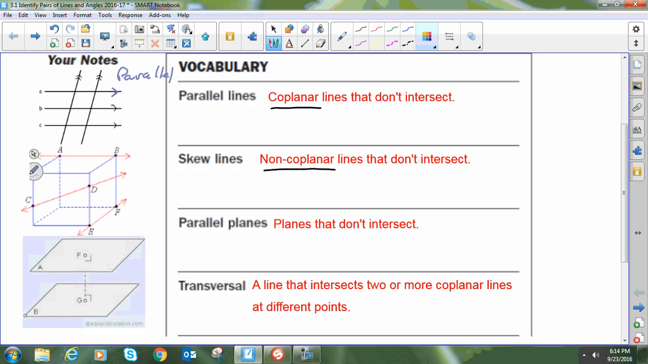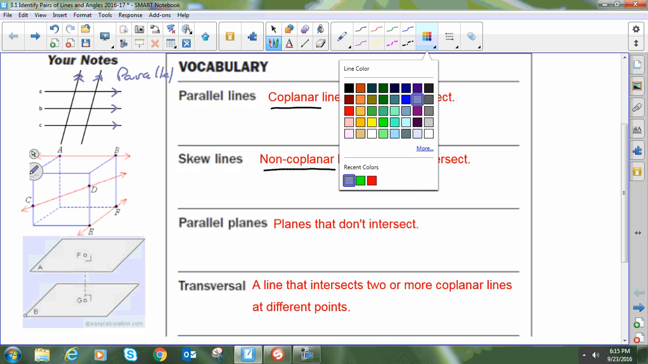These arrows indicate, that's the way that geometry indicates that those lines are parallel to each other. So everything that has a single arrow on it will be parallel to everything else that has a single arrow on it. And here, the ones that have double arrows, they're just using two arrows to differentiate from the one arrow parallel lines. Now, what about skew lines? Skew lines are non-coplanar lines that don't intersect.